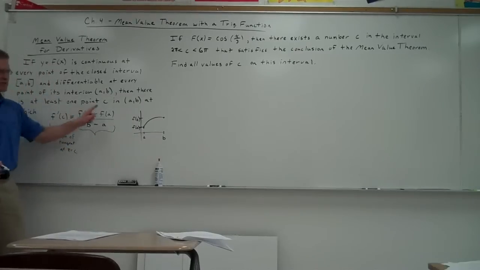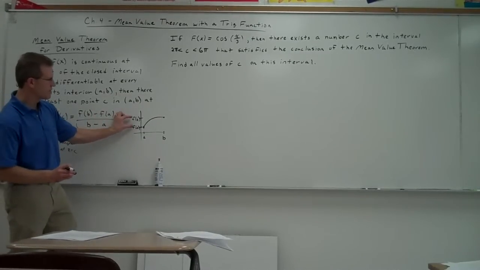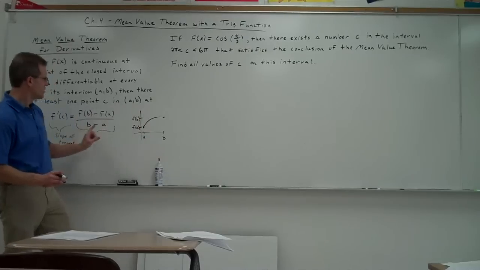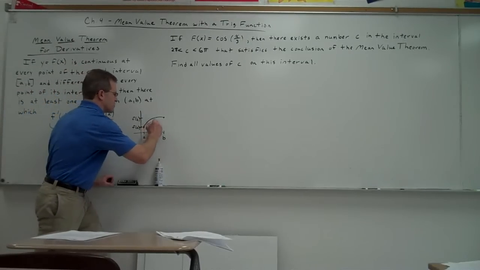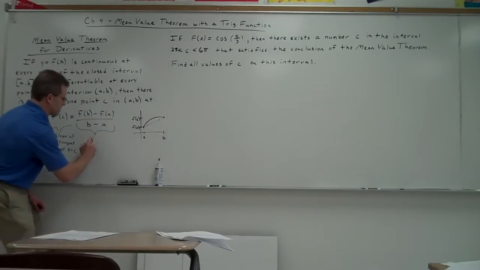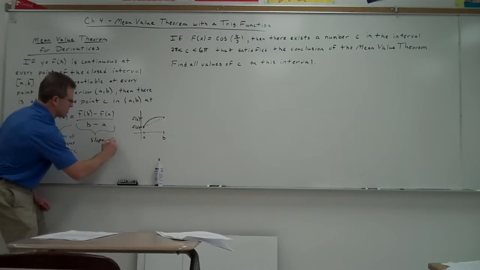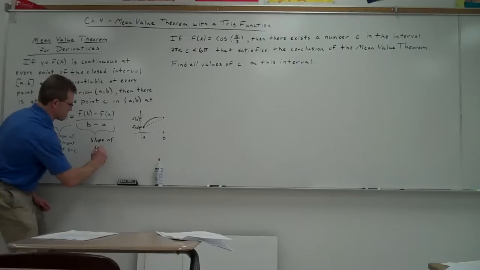Anyone know what the right side represents? If we're doing f of b minus f of a, that's the rise. Over b minus a, that would give you the run. So it would give you the slope of the secant line between points a and b.